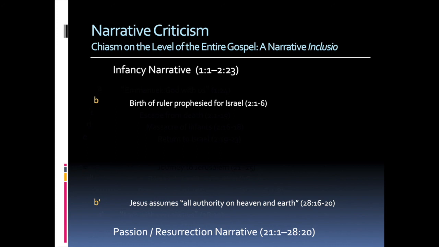Before the escape, we hear the prophecy that a ruler will arise for Israel. This occurs in the scene where the Magoi come to Herod the Great, and he asks the scribes to comb the scriptures. Interestingly, this ruler, this motif of the real ruler of the Jews, the real king of the Jews in the infancy story, is matched at the end of the gospel with the statement that Jesus, the risen Jesus, assumes all authority, not only on earth and not only in Israel, but on heaven and earth.